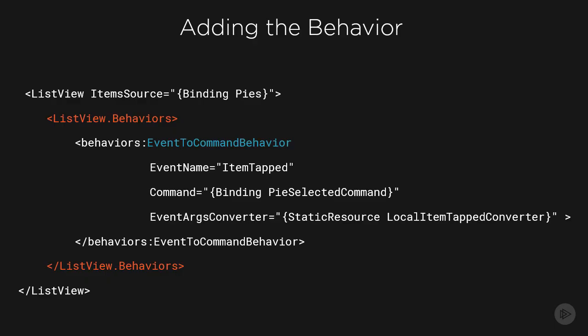Once we have our behavior, we can add it onto an existing control. Nearly each control in Xamarin Forms exposes a behaviors collection, to which we can add one or more behaviors. Here you can see that I'm adding our event to command behavior, which we'll create in the demo, onto the list view. I'll make sure that you understand all the code that you see here in the slide in the demo.